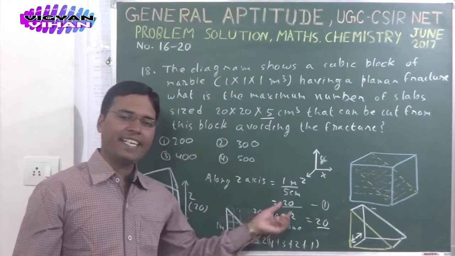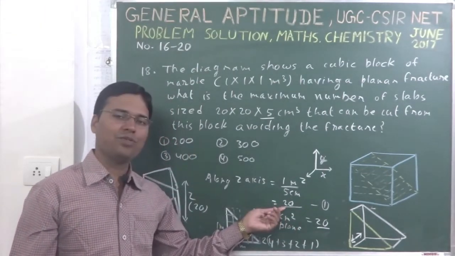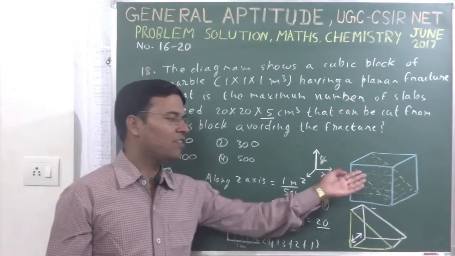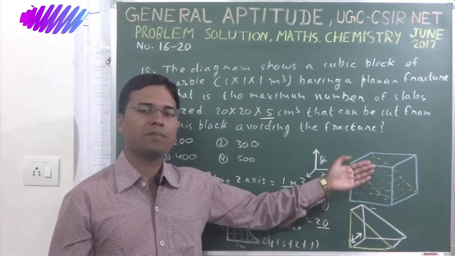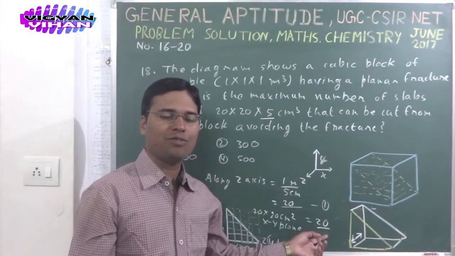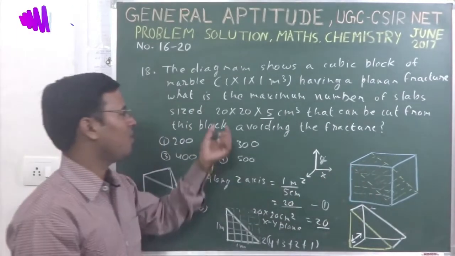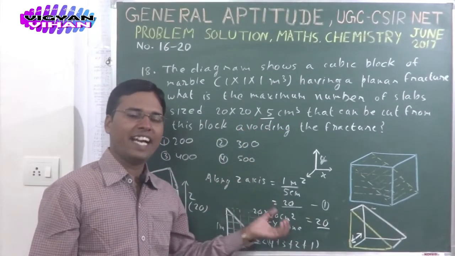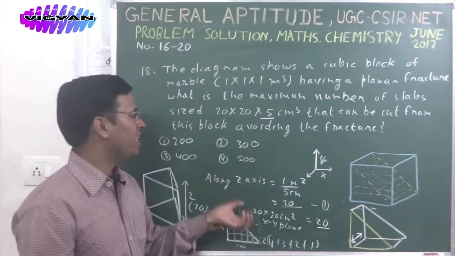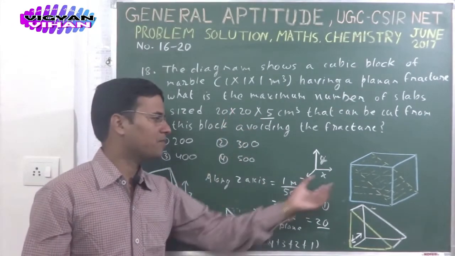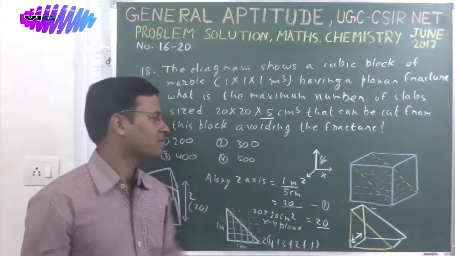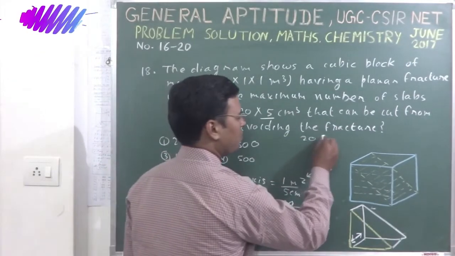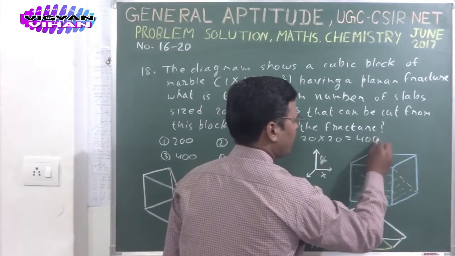Now along the z-axis the slabs can be cut into 20 equal parts of 5 cm length, and along the xy plane this planar face can be cut into 20 areal segments of area 20 by 20 cm squares. So we can directly calculate the maximum number of slabs of this size which can be cut from this cubical block by just multiplying 20 with 20. So you can directly write here 400.